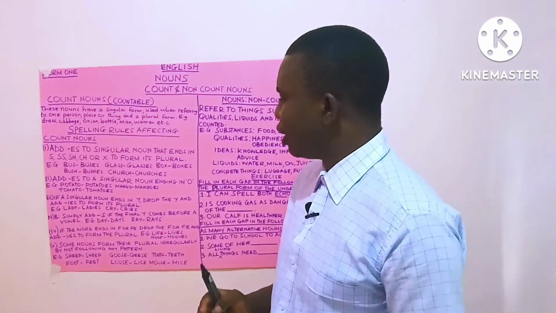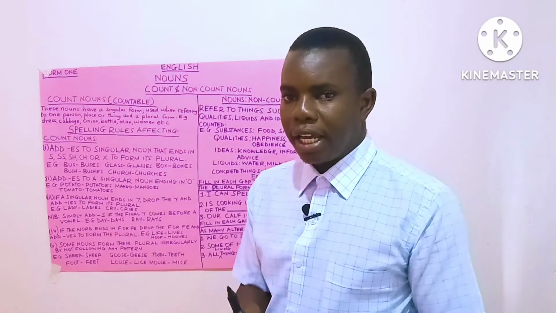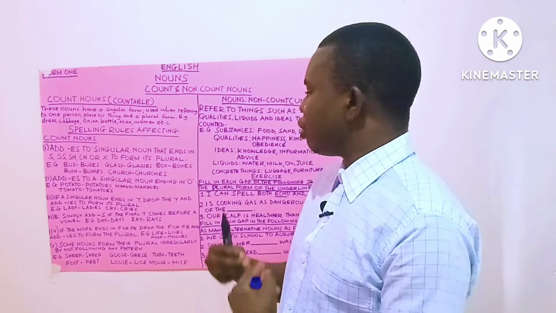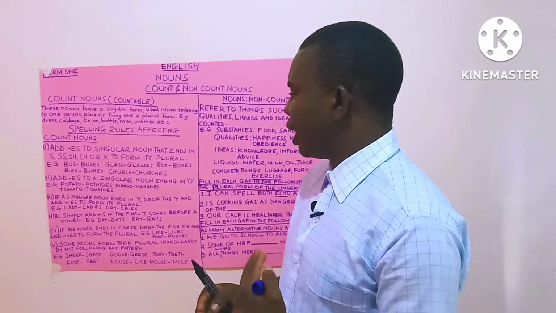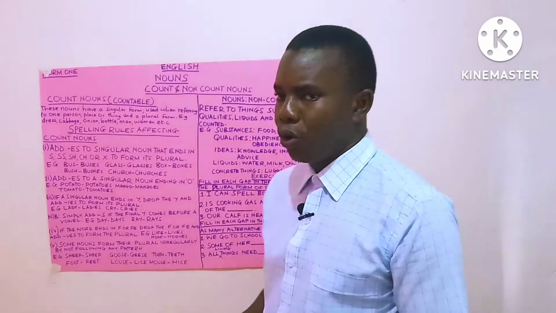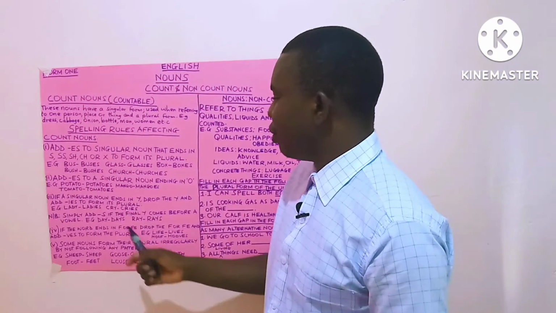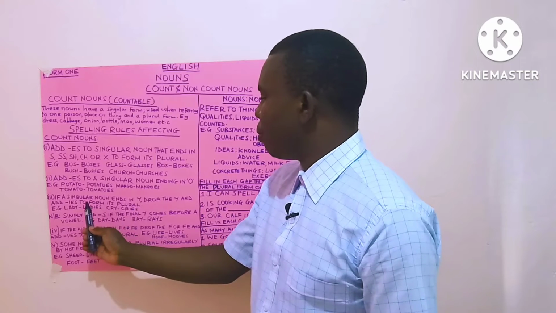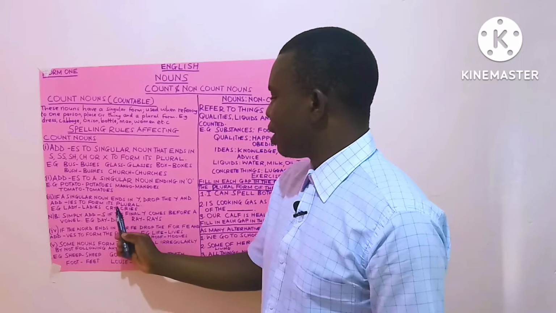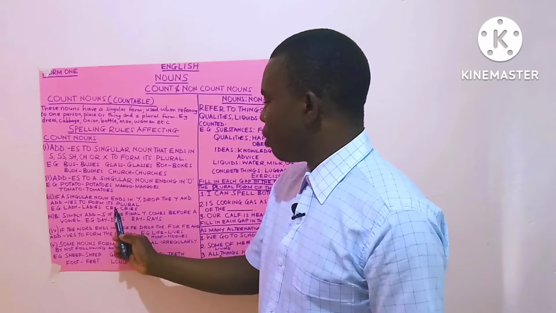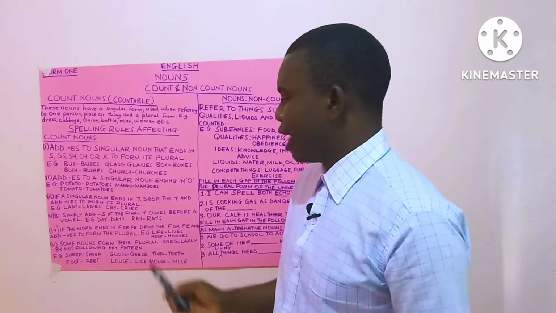The third spelling rule is that if a singular noun ends in Y, then it drops that Y, and after that we add IES to form its plural. An example here is lady. So in forming its plural, we drop the Y and we add IES: ladies. Cry, we drop the Y and we add IES: cries.